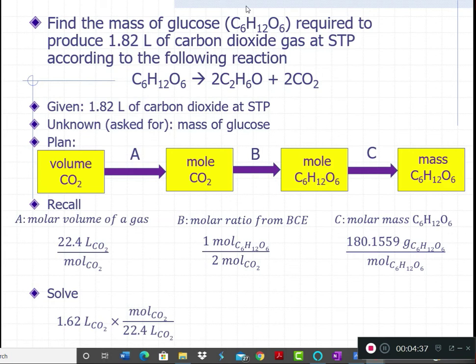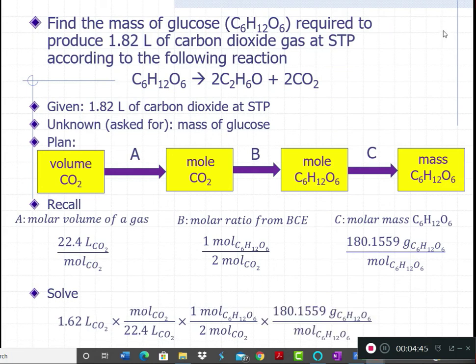Divide by 22.4, multiply by the 2 over 1, putting the conversion factor so the moles cancel, and then the 180 grams per mole, and voila, you get 6.51 grams of glucose. Again, I must bring attention to the fact that I made a mistake here on my solve.